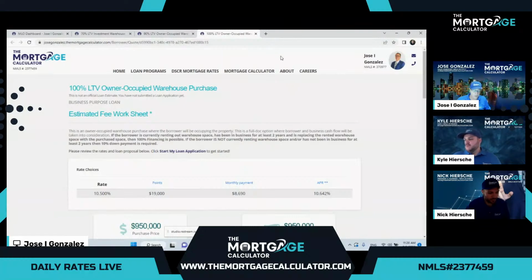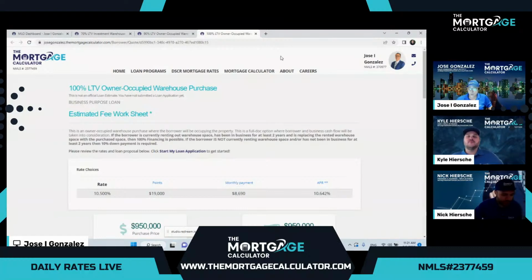And the second one is that your business has to currently be occupying a warehouse, not the warehouse you're buying, but a warehouse for your current business operations. So if you can show that you've been occupying that warehouse for at least 2 years, and you've been in business for at least 2 years, and your business cash flows adequately for the program, because this is a full doc program where they're going to be looking at the cash flow of the individual as well as the cash flow of the business.